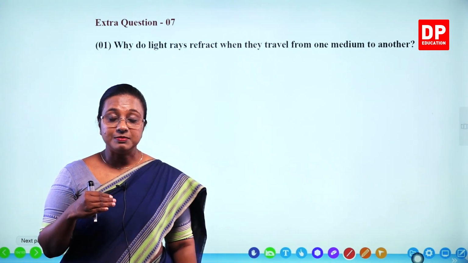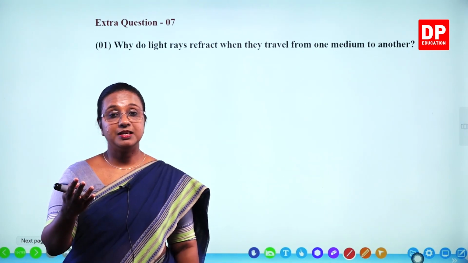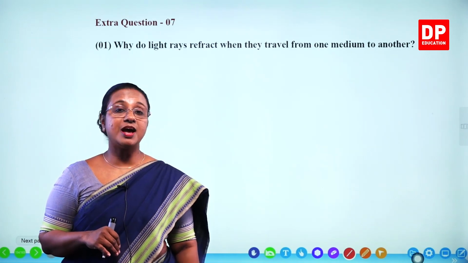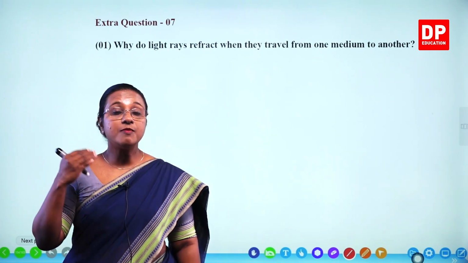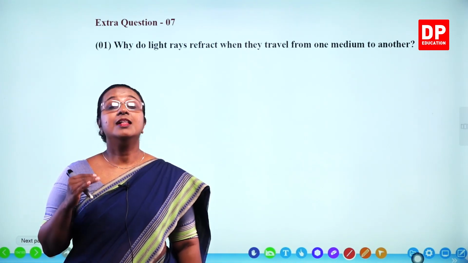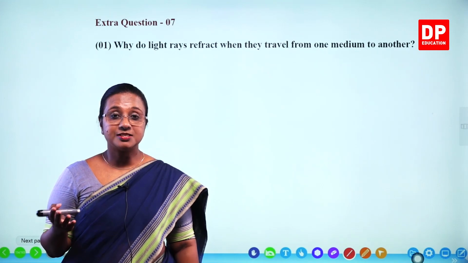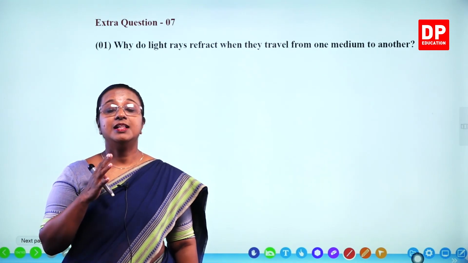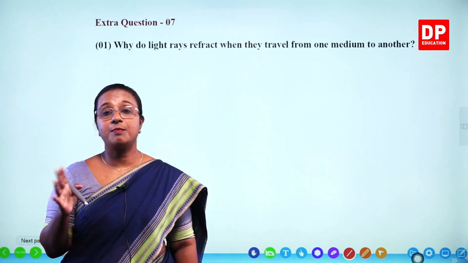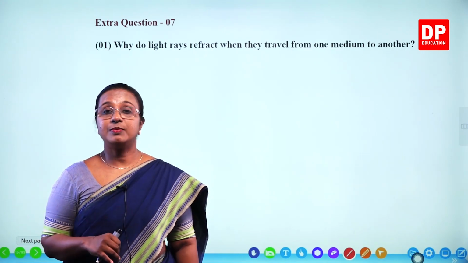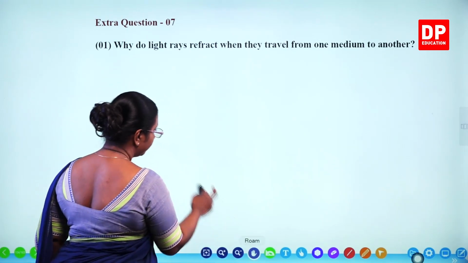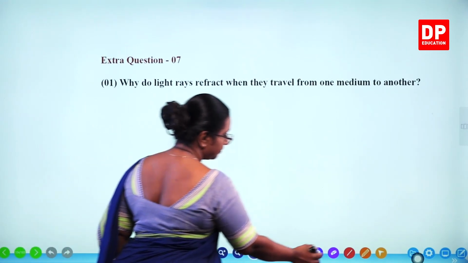Because one medium is rarer and the other medium is denser, or one is denser and the second medium is rarer. When they go from one medium to the other, what changes? The speed of light changes. Because of that, the light deviates from its path or bends from its path. That is what we call refraction. So that is what you have to write there.